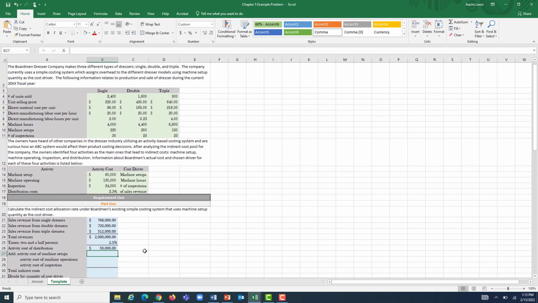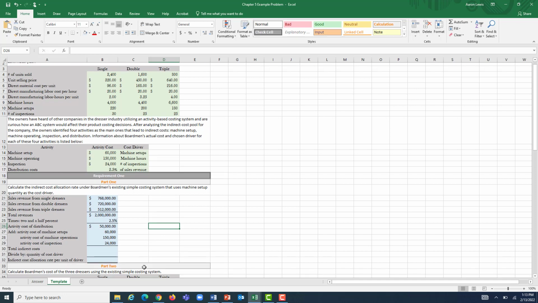Thankfully for us, they already have a budgeted amount in mind that someone else has prepared for machine setups, machine operations, and inspection. So we can just bring all of those numbers down. 60,000 for machine setups, 150,000 for machine operations, and 24,000 for inspections.